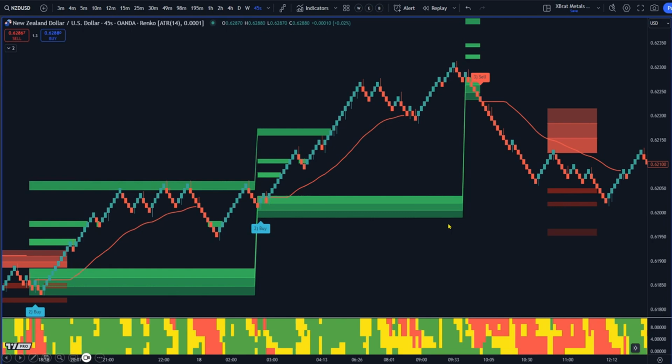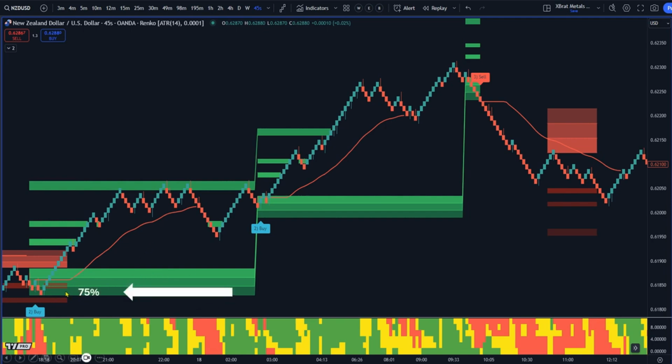So this is another normal example for Forex traders. This is New Zealand US dollar. Again, I'm using the ATR 14 Renko 45-second chart. Although it says 45 seconds, some of these bricks can take 5, 10, 15 minutes, depending on the time of the day. But this is what we'd call a typical day with a slingshot.